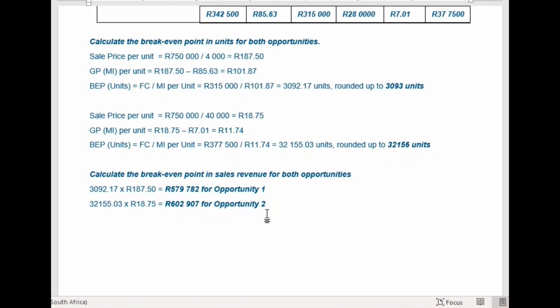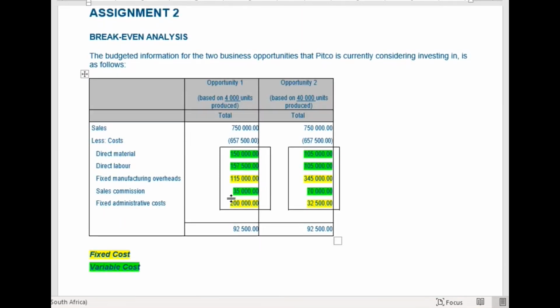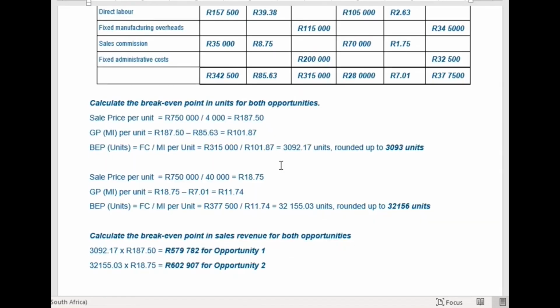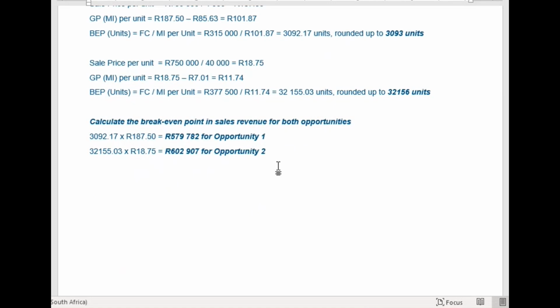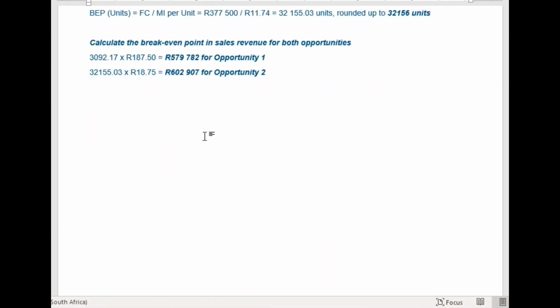Now, because your break-even point for opportunity 2 is slightly higher, well, it's actually considerably higher than for opportunity 1, and remember, both of these have the same sales and the same cost of sales, that didn't change, opportunity 1 will therefore be slightly better because you reach the break-even point a little earlier. And sometimes they might ask you to motivate that, and then that is what you will do.